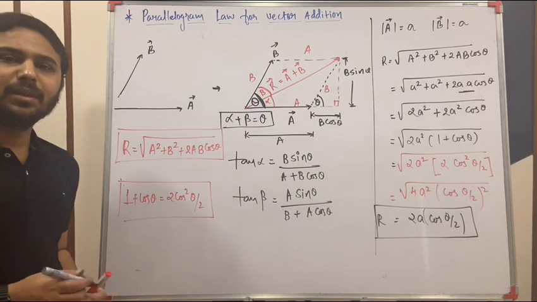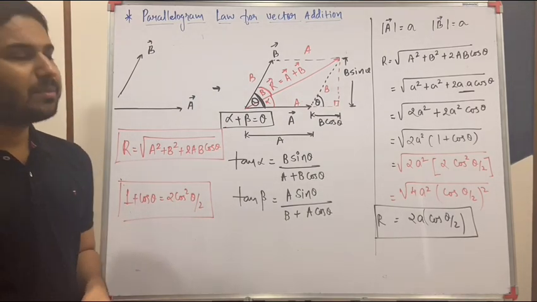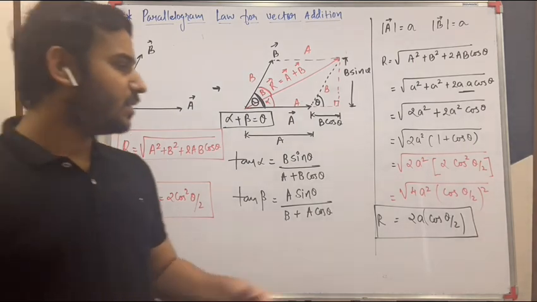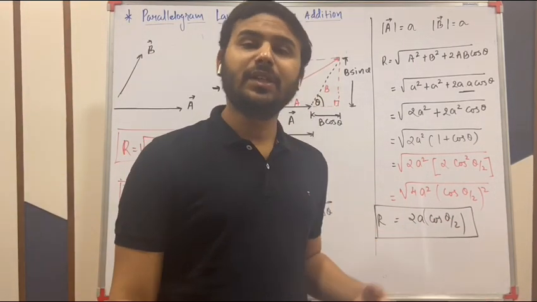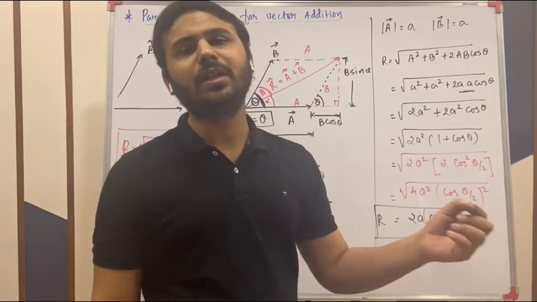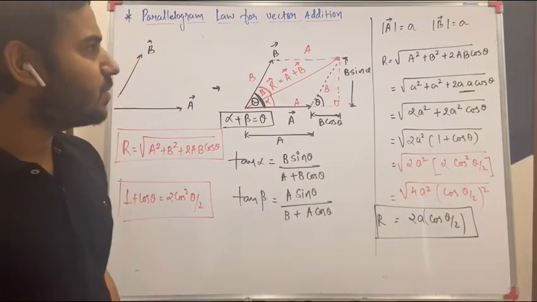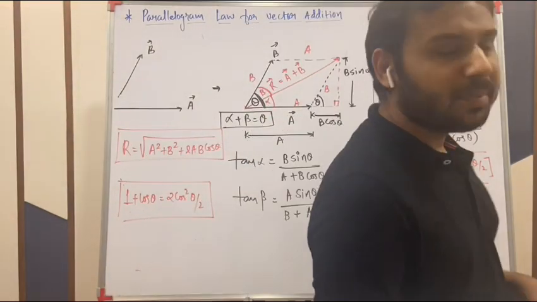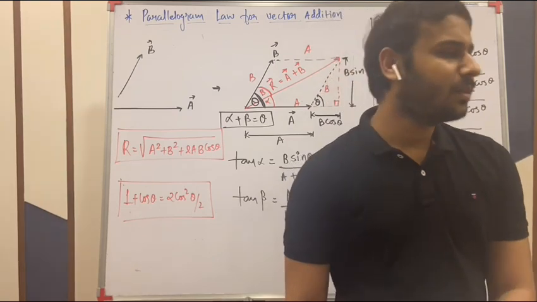R is 2A cos theta by 2 when these two vectors are the same. If theta is 60, you should write 30 over here. If theta is 90, you should write 45 over here. If theta is 30, you should write 15 degrees over here. Understood? So these are some basic concepts regarding the A plus B vector addition, the triangular method as well as the parallelogram method. Please write down.